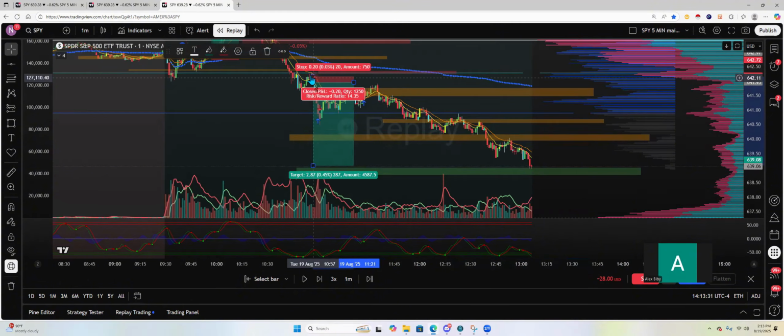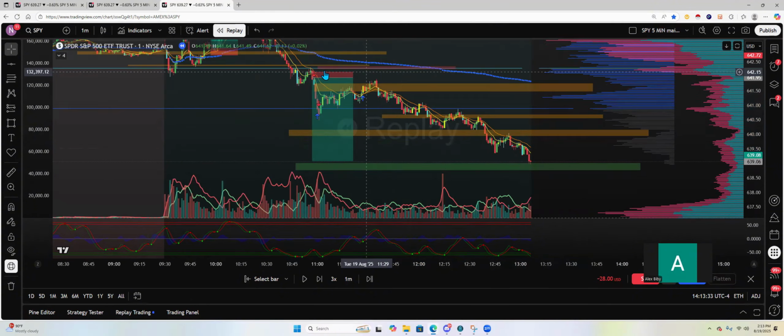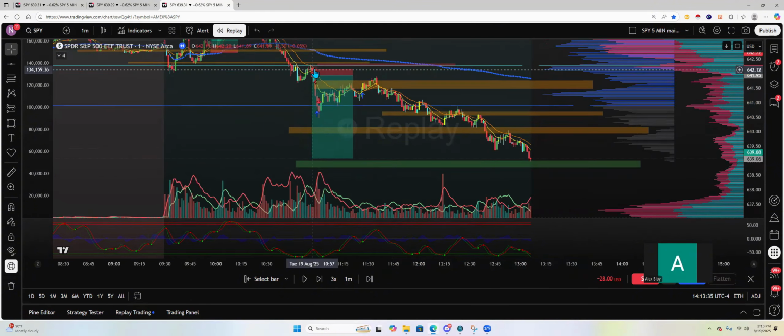This one would be... sorry for my shaky hand there. And this one had a little higher risk. That's fine. This one's like a 1 to 6.